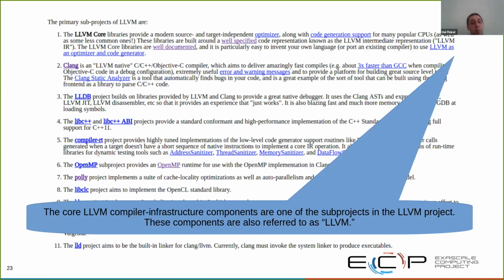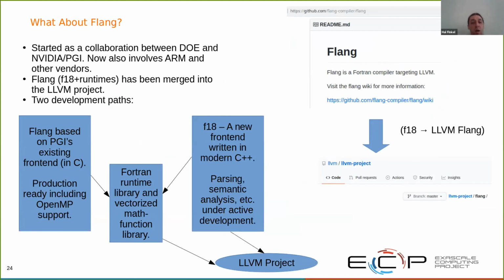Okay. Now, the LLVM project has a number of different components. It has not only Clang and the core LLVM libraries, but it also has LLDB, which is a debugger. It has a C++ standard library. There's an OpenMP implementation and associated runtimes. There's a linker and so on. A couple of new additions, which definitely need to be mentioned. One is Flang, which is our new Fortran front end. This started as a collaboration between the United States Department of Energy and the PGI division of NVIDIA, and now actively involves ARM and participation from a number of other vendors.